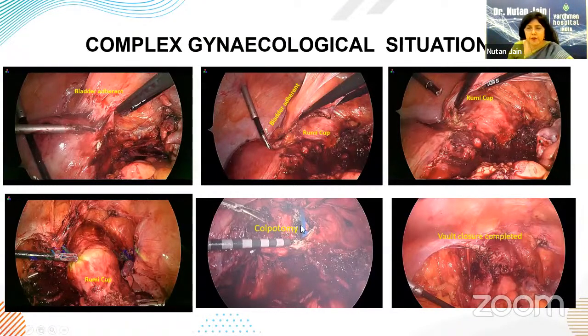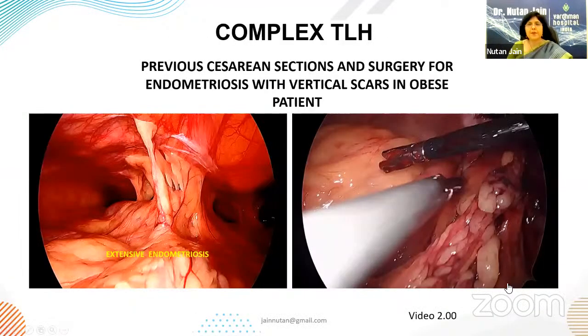And this is the posterior colpotomy and closure completed. So now this is another complex TLH. She had a previous cesarean section and severe surgeries for endometriosis. If you see here, this is the bladder, and this is all what we saw for the next 45 minutes. The bladder, the rectum, the uterus was totally buried.